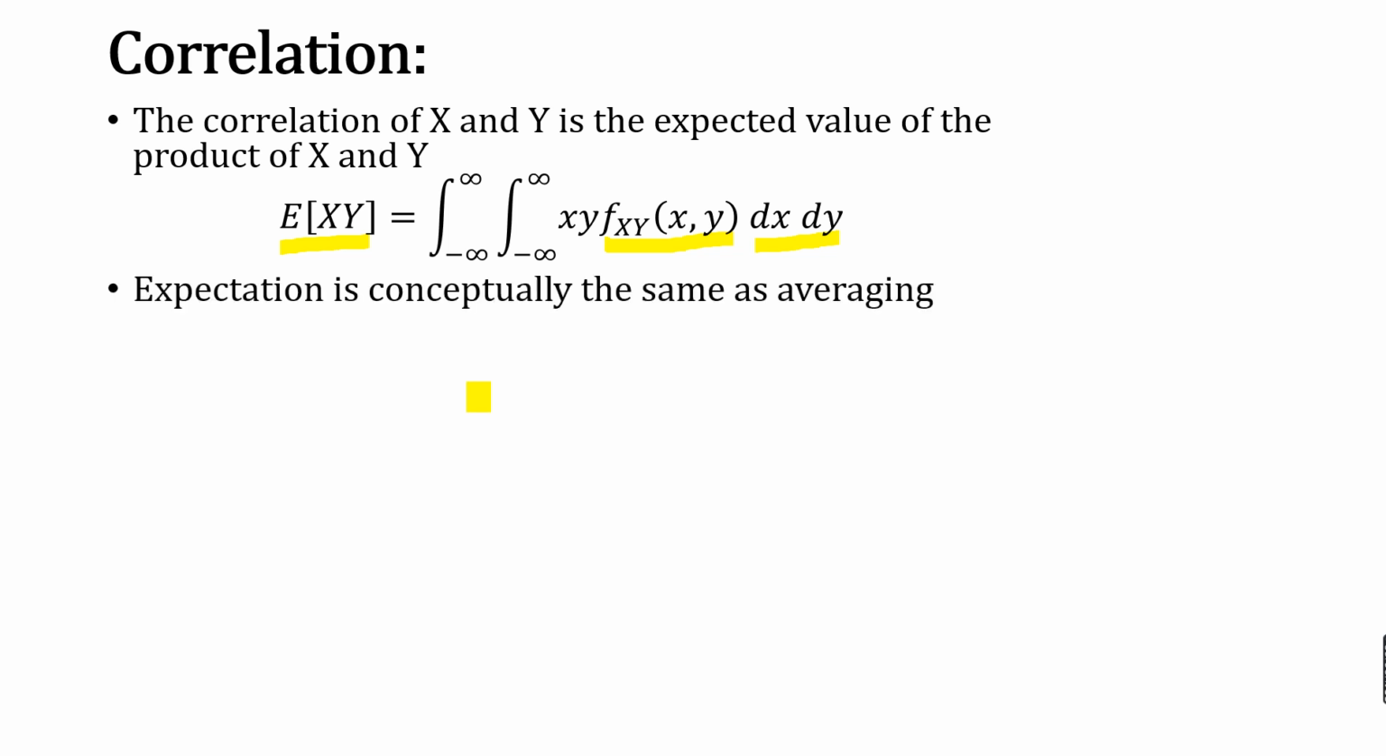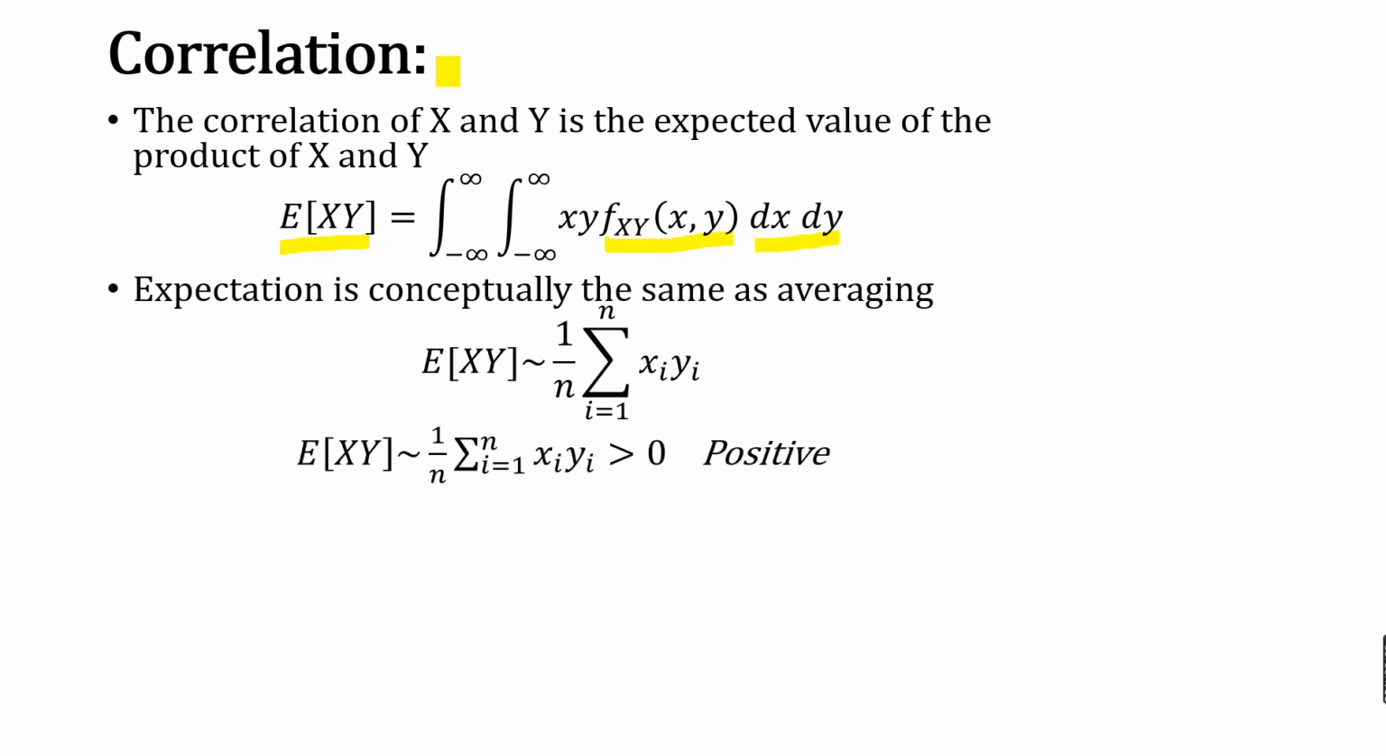Actually, the expectation is conceptually the same as averaging. Expectation, correlation, and averaging are generally one and the same. Averaging is adding all the numbers and dividing by how many numbers there are. If that is divided, then we will get the average of the numbers. So this is the general formula for getting an average of given different numbers.